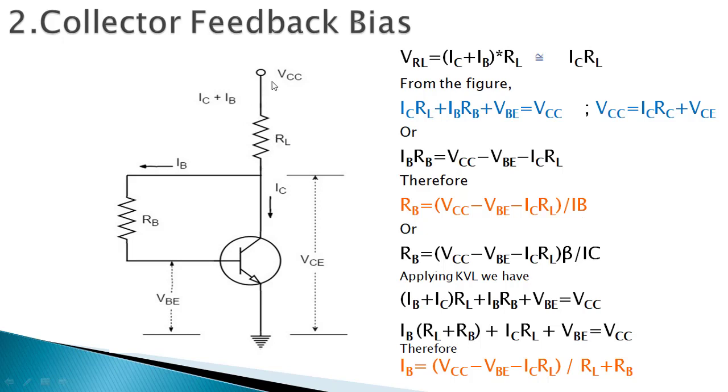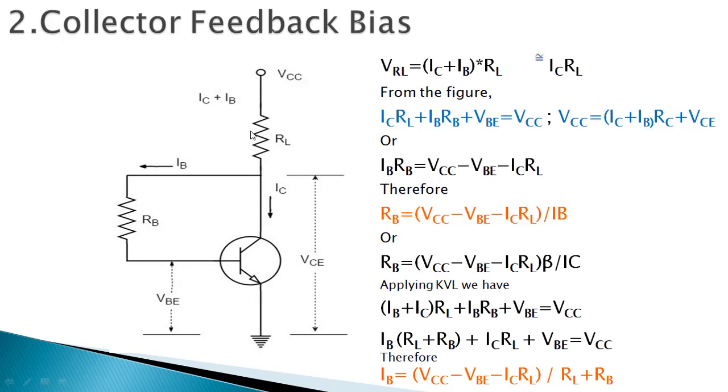Similarly, we apply KVL for both sides. Here, IC plus IB into RL plus IB into RB plus VBE is equal to VCC. Similarly, the equation on the output side is VCC is equal to IC plus IB into RL plus VCE. From these equations, we can calculate the RB value as well as the IB value by some simple simplification.